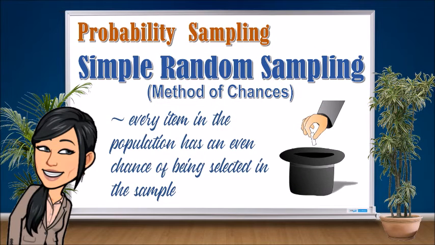The first type of probability sampling is simple random sampling. Simple random sampling is a sampling technique where every item in the population has an even chance and likelihood of being selected in the sample. This sampling technique is also sometimes known as a method of chances.